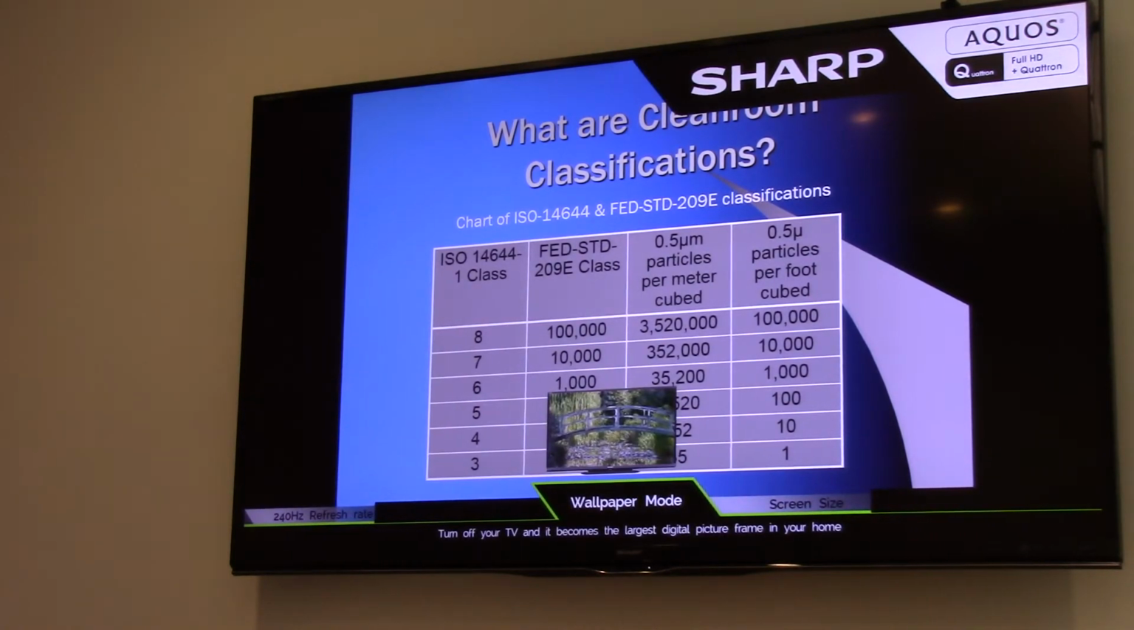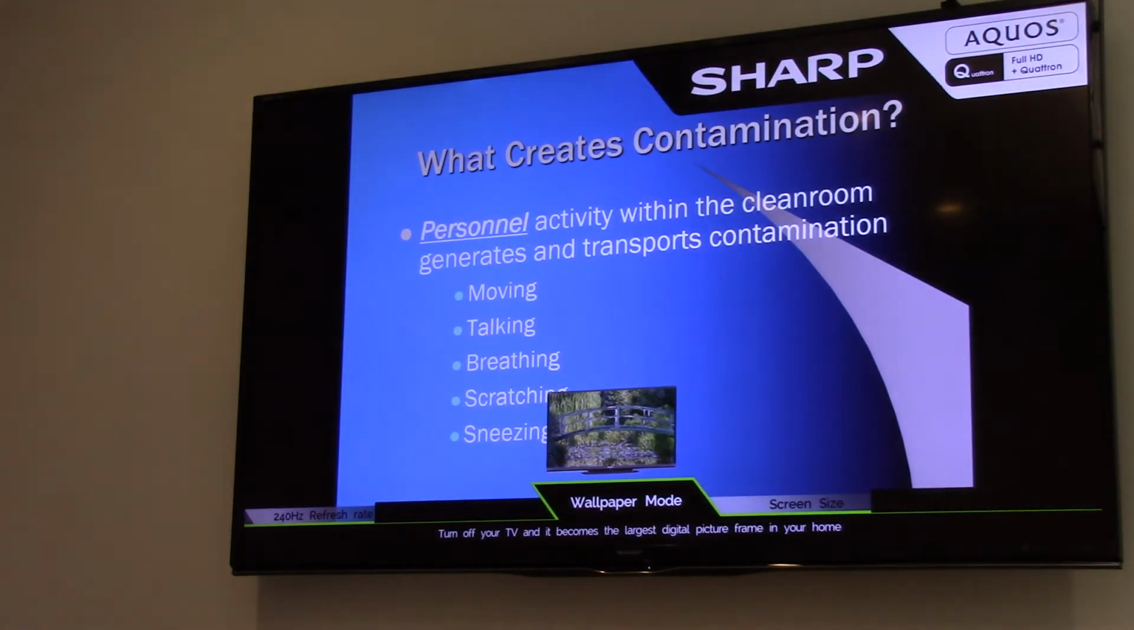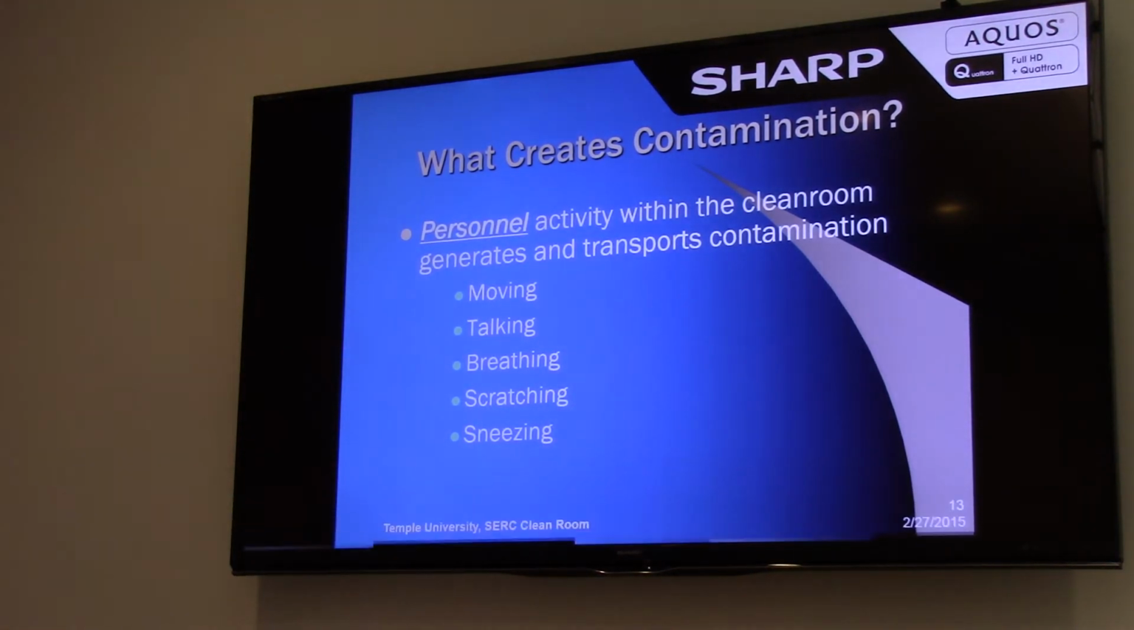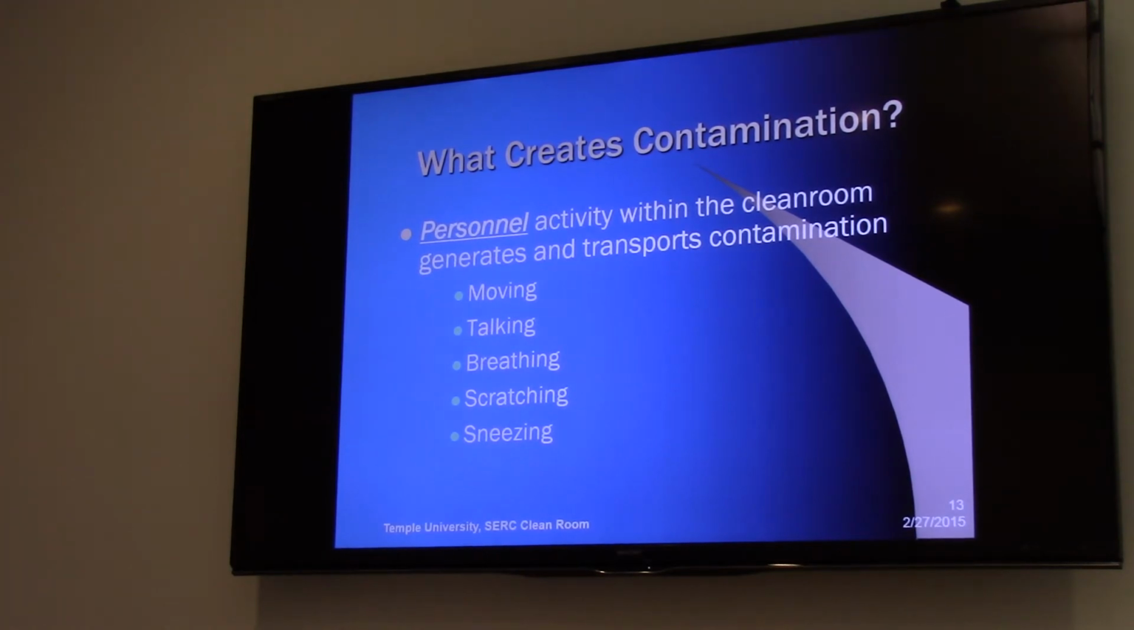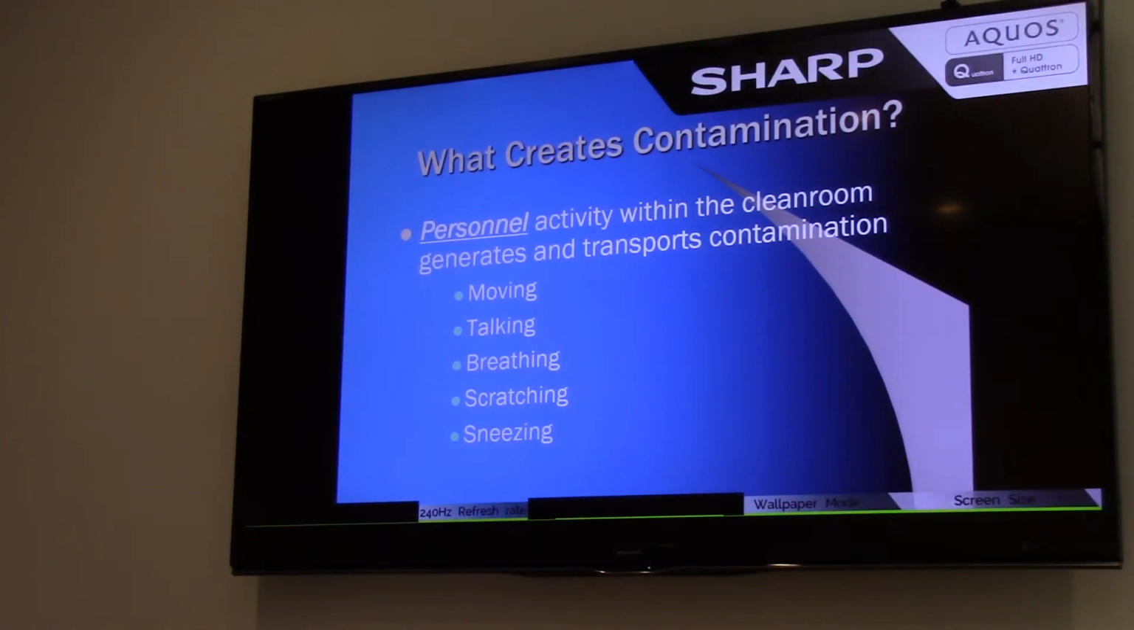The second room is a class 100, which is equivalent to an ISO 5. As you can see, as the numbers go down, it gets cleaner, right? So these are the items that need to be concerned with. So what generates contaminants into the clean room?